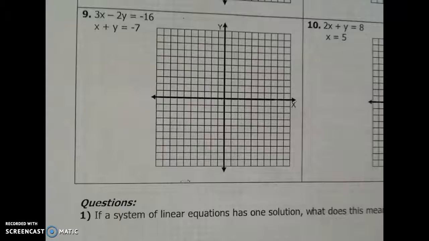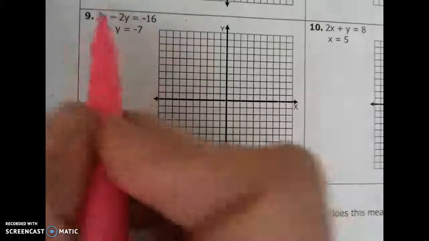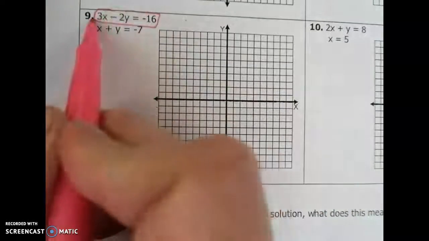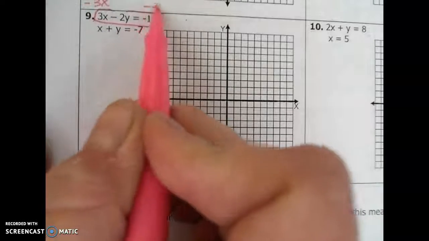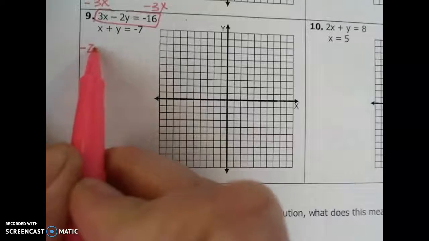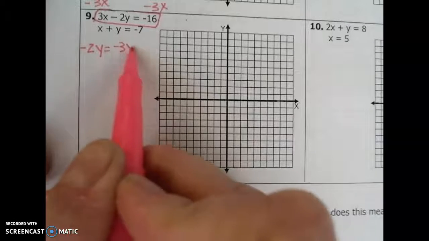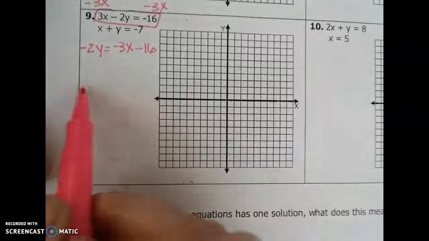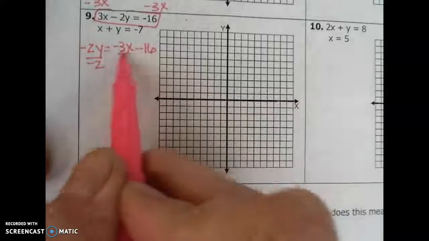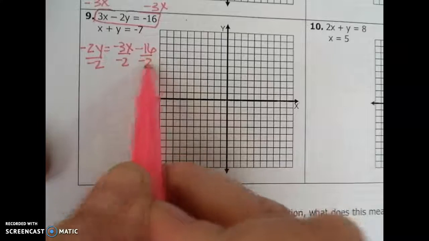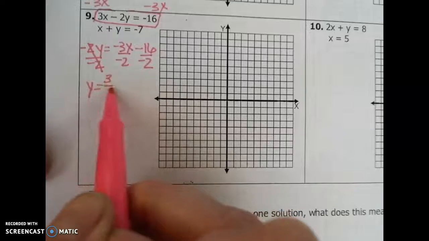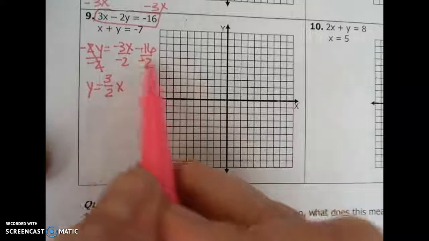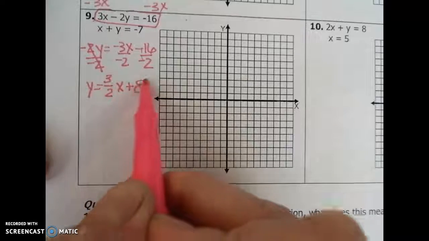Okay, number 9 also has both equations in the standard form. So we're going to start with the top one. I'm going to need the 3x to move to the other side, so I'm going to subtract 3x from both sides. And I'm left with negative 2y equals negative 3x minus 16. I want y alone, so I'm going to divide off the negative 2. And I get y equals, those are both negative numbers, so it turns positive. 3 over 2x, both negative, so they become positive, plus 8.